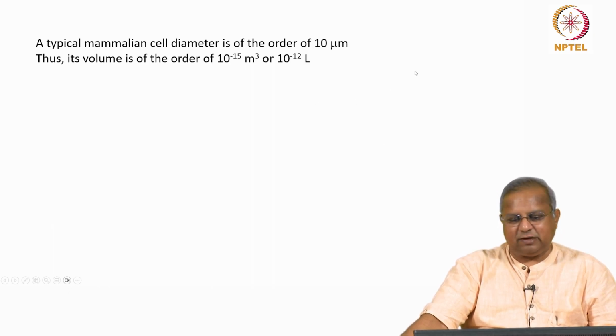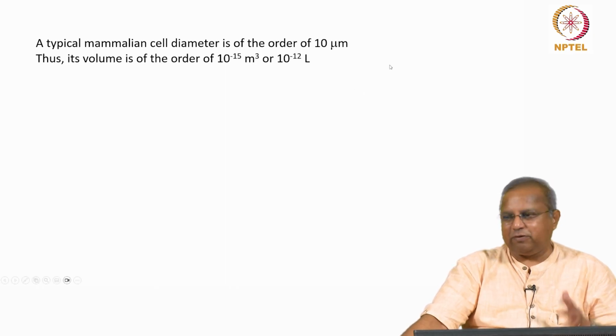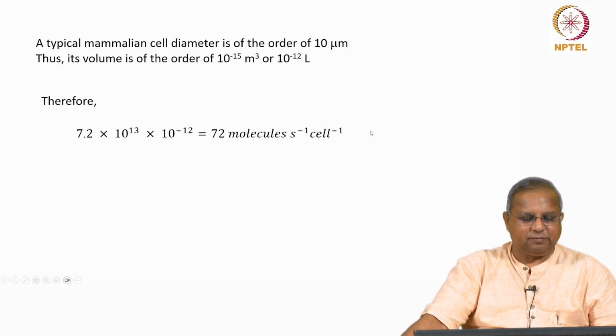So, diameter is 10 into 10 power minus 6 meters. So, 10 power minus 5 meters. So, pi into 10 power minus 5 cubed. So, you will get of the order of 10 power minus 15, which is 10 power minus 12 liters. Therefore, you have 7.2 into 10 power 13 molecules per liter per second, giving you, each cell is 10 power minus 12 liters, and therefore 72 molecules per second per cell.